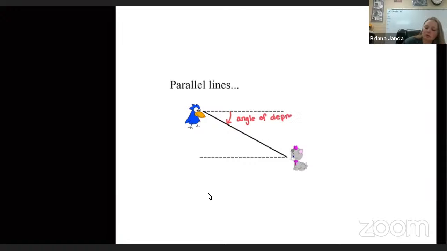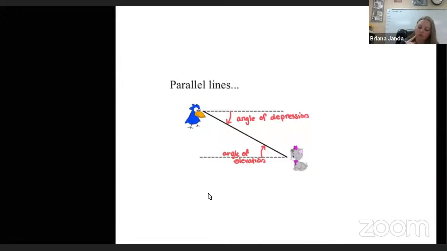So if I were to use words to describe this picture, I can say we've got an angle of depression as the bird is looking down at the kitten. But if I were to describe it the other way, what if the kitten was the one looking up at the bird? Well, it's got a horizontal line coming out of its eyes as well. And if it's the kitten looking up at the bird, we would actually refer to that as the angle of elevation.